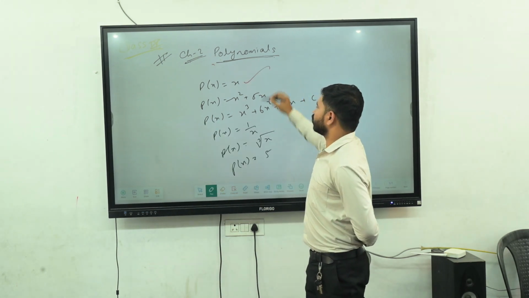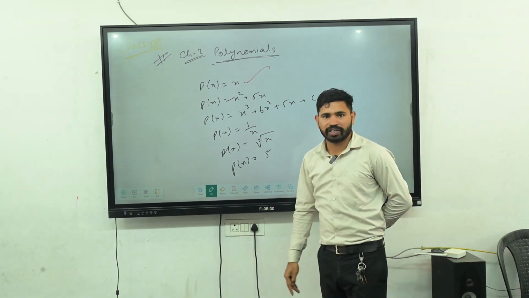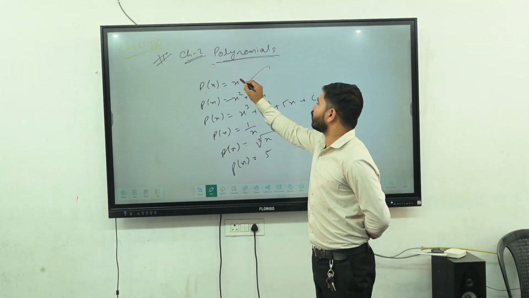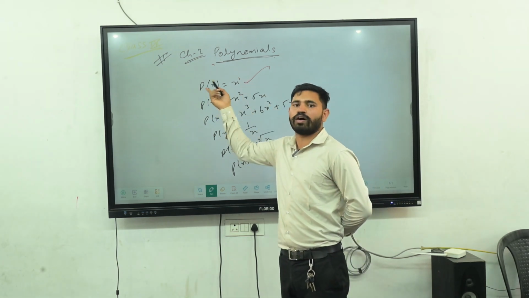See, this is a polynomial. Maybe I call it a monomial because there is only one term. Maybe this is also called linear because the power of the variable is 1. So this is monomial or linear.